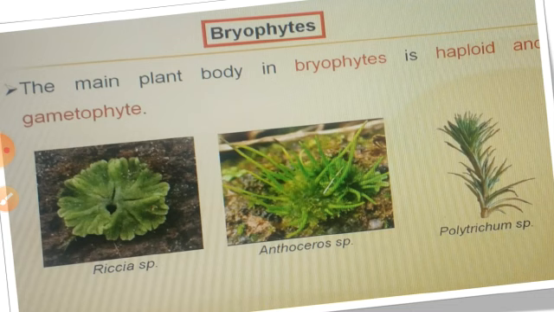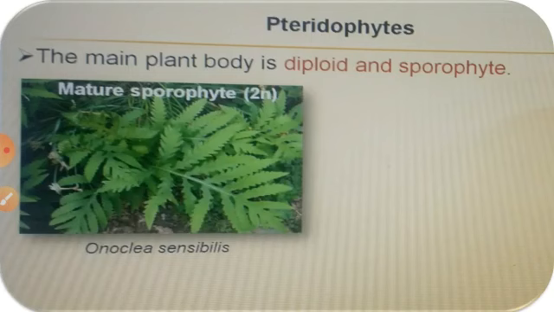You may be remembering that the main plant body in bryophytes is haploid and gametophyte, which produces gametes. But in the case of pteridophytes, the main plant body is diploid and sporophyte, which produces spores. In other words, diploid sporophytic phase is the dominant in the life cycle of pteridophytes.